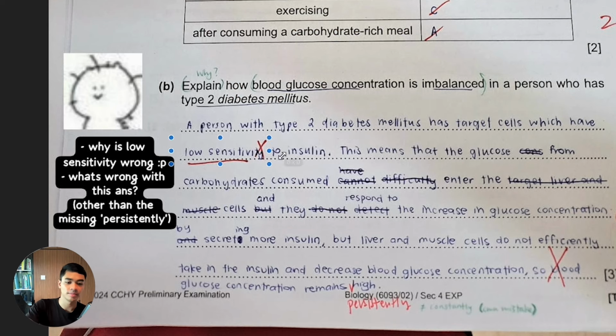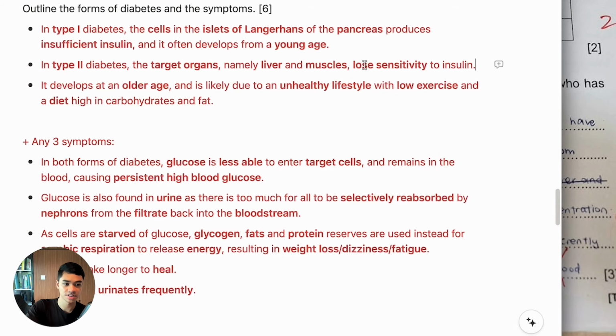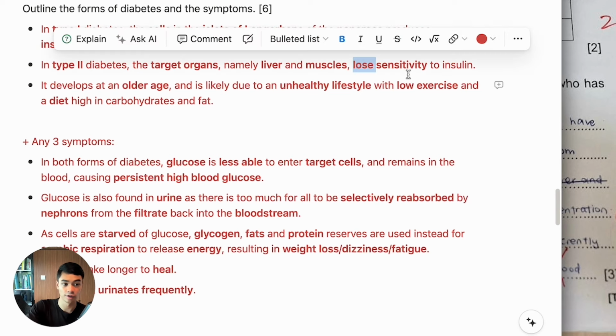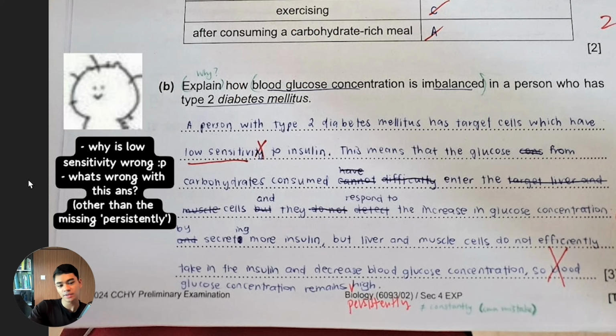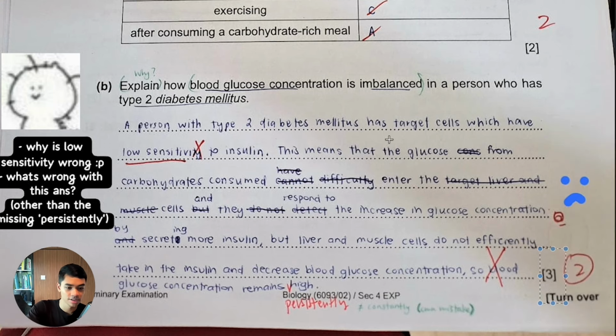I think why they marked it wrong, right, is they want lose sensitivity. Lose or lost sensitivity. So I know it's kind of the same, I agree, English-wise, but perhaps they're just being very strict, they want that exact key phrase, okay, loss sensitivity. So the target cells, the liver and muscle cells, so actually here you wrote the target cells, you shouldn't have cancelled it out because it can be a keyword, loss sensitivity to insulin. Okay, then what's the next point, right? Because 3 marks, so this is my first mark.